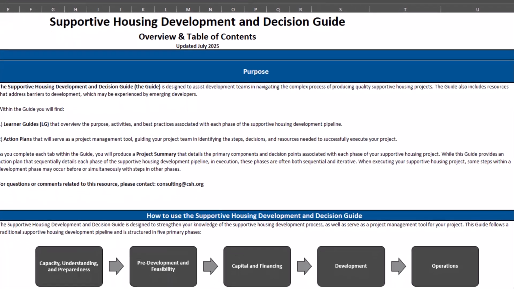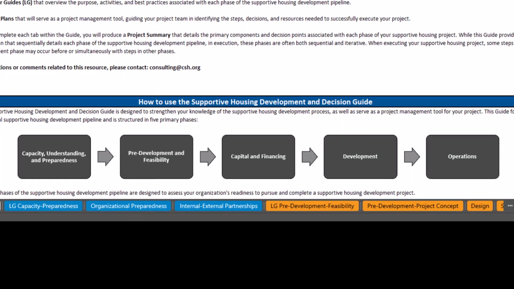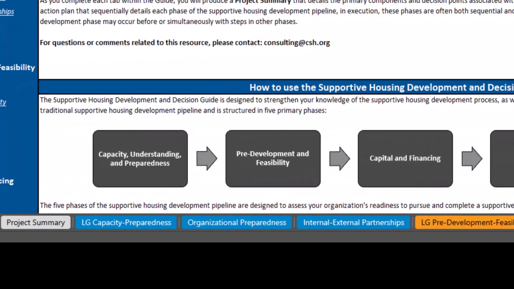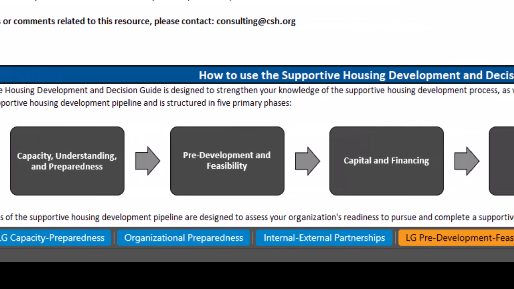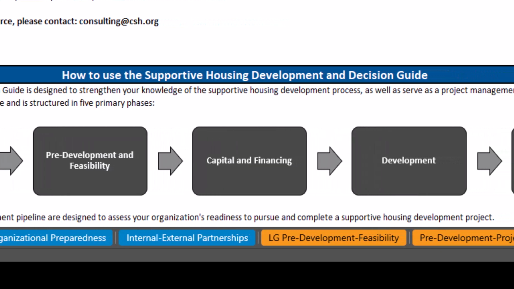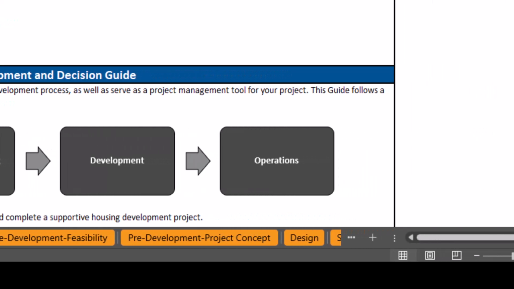Below the Purpose section, you'll find the How-To section, which includes a flowchart outlining the 5 phases of development. They are capacity, understanding, and preparedness, pre-development and feasibility, capital and financing, development, and operations. Each of these phases is explored in depth throughout the tool.